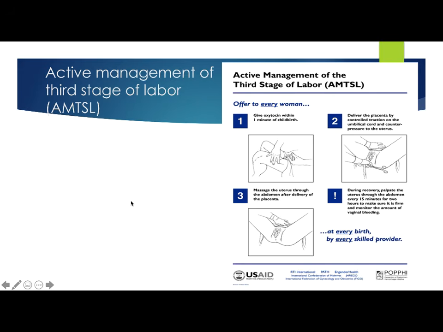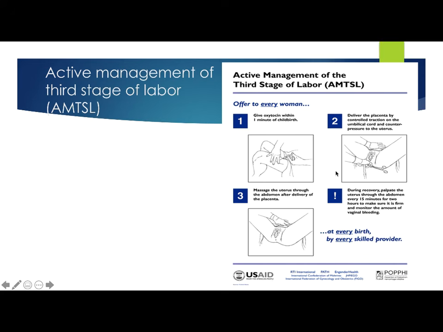The WHO has recommended the use of the active management of the third stage of labor protocol. And what does this protocol contain? Number 1, give oxytocin within 1 minute of childbirth. If the patient has no IV line, you can give oxytocin through IM injection. If the patient already has an IV line, then you can start oxytocin infusion by mixing oxytocin in 1 liter of plain NSS. Do not give oxytocin through direct IV injection.